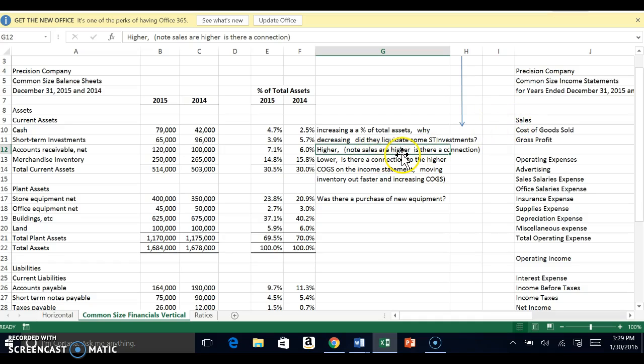So note, sales are higher. So is there a connection because their receivables are higher and their sales are higher? So you may want to go over and look at your income statement. So let's jump over to the income statement now.